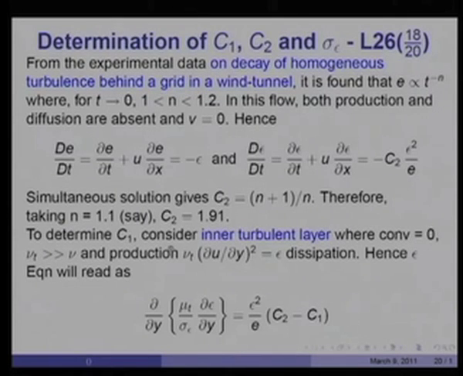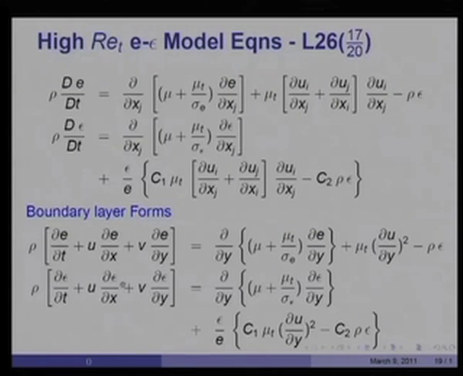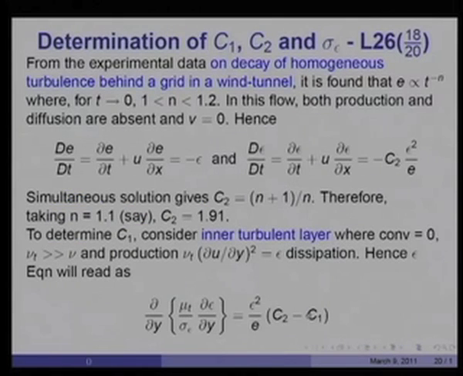To determine c1, we consider the inner turbulent layer where convection is 0, nu t is very much greater than nu, and production nu t du by dy square is equal to dissipation, and hence in the epsilon equation, this is 0 almost, and therefore production is equal to dissipation because that is also 0. Since convection is 0, we will get the total diffusion equal to that term, and which we have modeled as E epsilon squared equal to, and remember production would now be nu t du by dy whole square equal to dissipation, and therefore epsilon square by E into c2 minus c1.